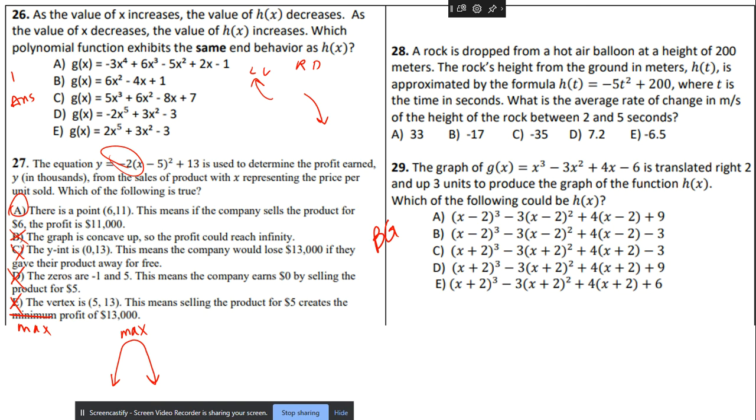28. A rock is dropped from a hot air balloon at a height of 200 meters. We're given this formula here where t is time in seconds. And this is just a good old question. This is another average rate of change. The interval is from 2 to 5.